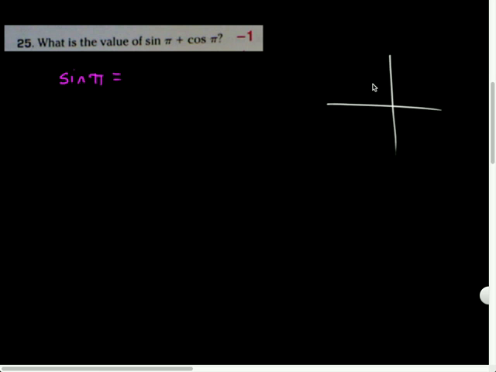Is it sine of 180? That's all the way over here, right? So there's a pi radian angle. And what would the y value be at that location? Or what's the point if this was on a unit circle? -1, 0. So the value of sine pi is 0.